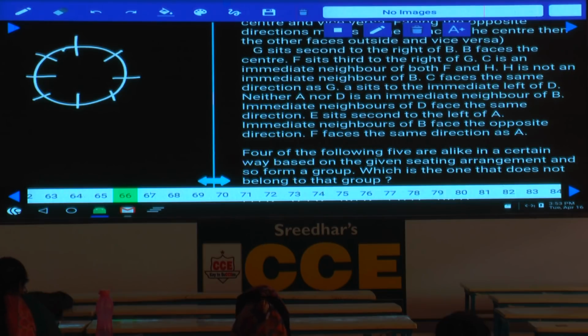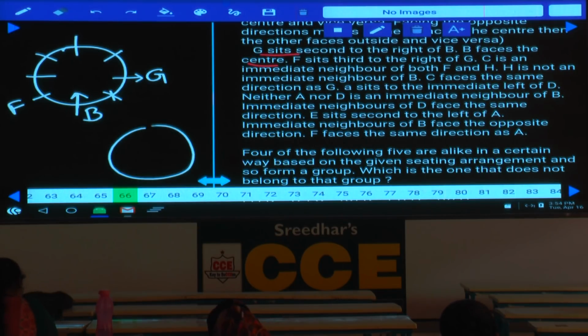As B faces the center is clearly given, first we need to start from B here. Because definite information is clearly given: B is facing the center, and G sits second to the right of B, and G will be here. F sits third to the right of G. Then tell me how many different possibilities we have? 2 possibilities. F sits third to the right of G, F can be here. Then G will be away from the center.